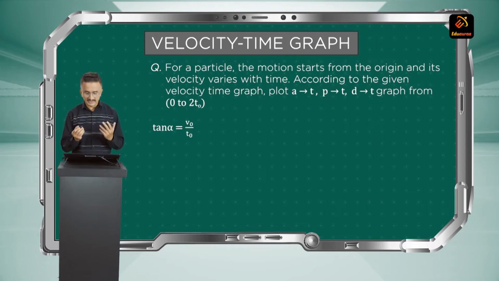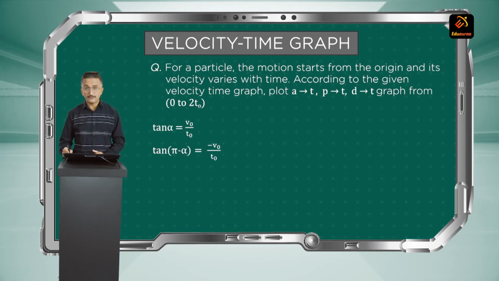So first of all, I would like to discuss alpha. Tan alpha is equal to v0 upon t0, opposite side upon adjacent side. So it is v0 upon t0, and that's why tan(pi minus alpha) is equal to minus v0 upon t0. Clear? So the slope is negative. So the slope is on the negative side. Okay? And the value of the slope is minus v0 upon t0.